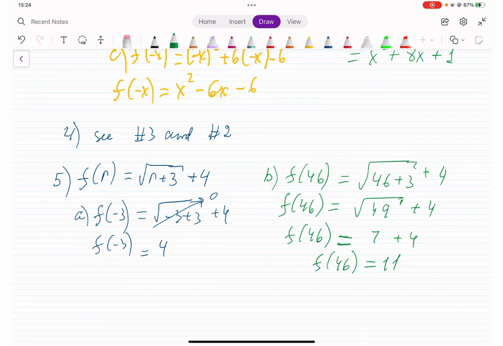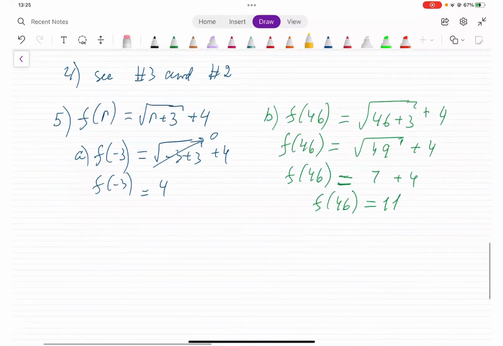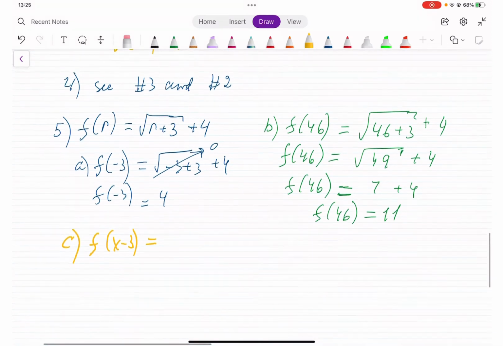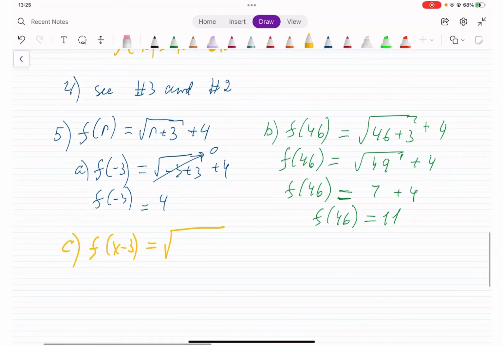And lastly, C. What do we have for C? F of x minus 3. So we are getting square root. Instead of r, we are plugging x minus 3. And then plus 3. And plus 4. Right? So what's happening? Plus 3 minus 3 is gone, and we are getting square root of x plus 4.